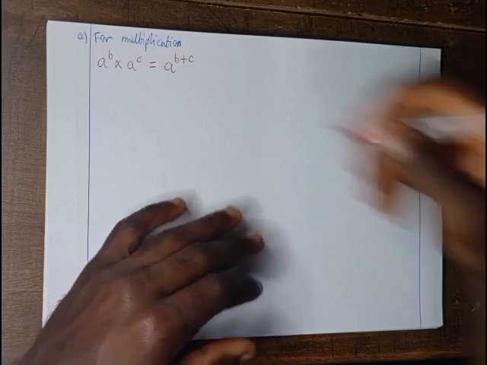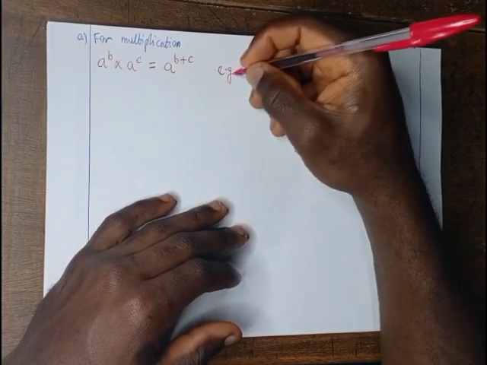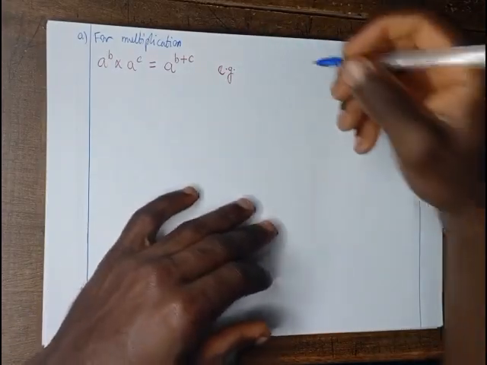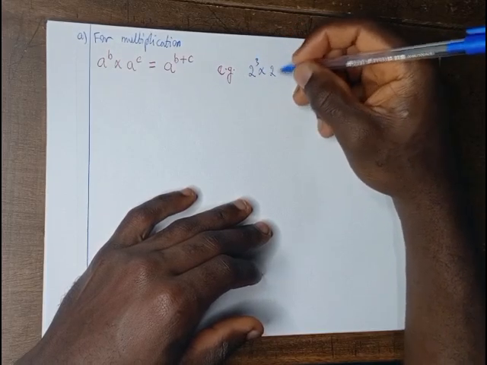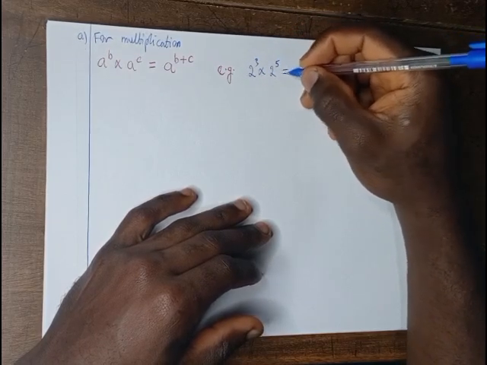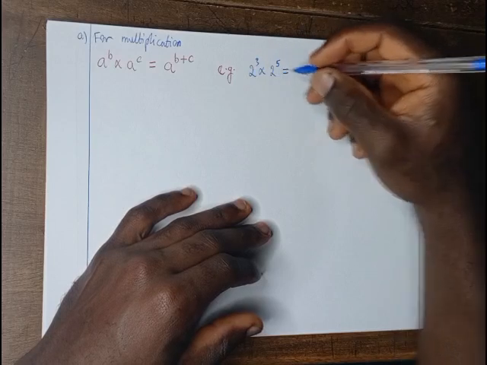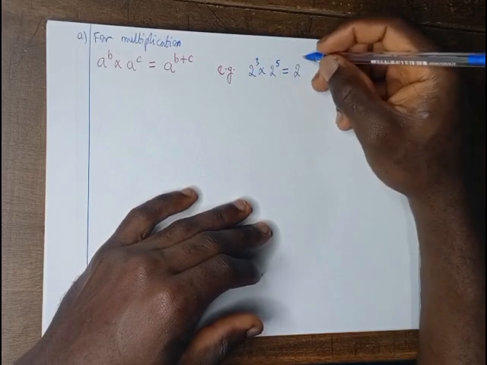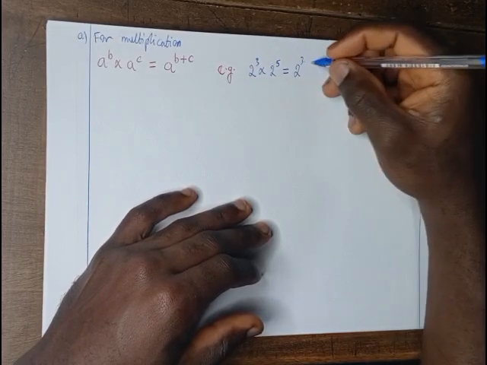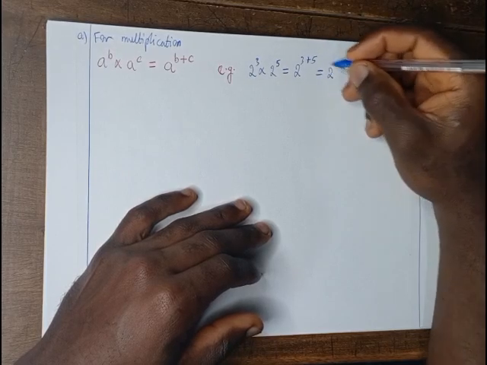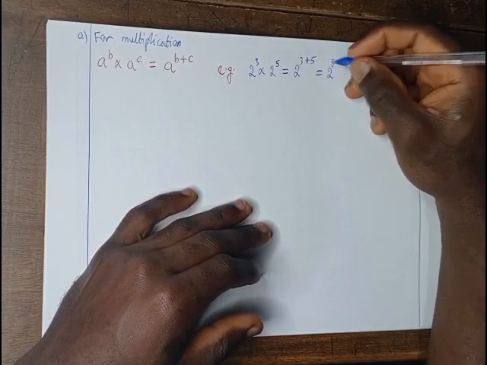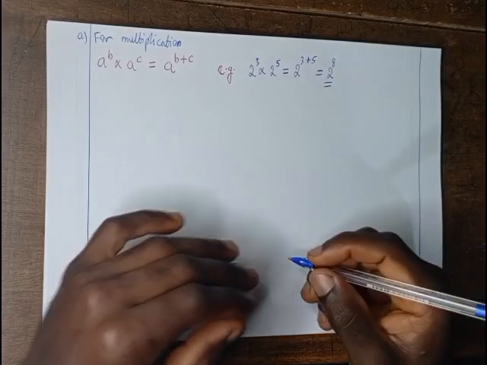E.g., let's take an example by this side. We take 2 raised to the power 3 times 2 raised to the power 5. It is simply equal to, you can see their bases are the same, 2, and we add the powers 3 plus 5. This will simply be equal to 2 raised to the power 3 plus 5 gives us 8. So this is the result.